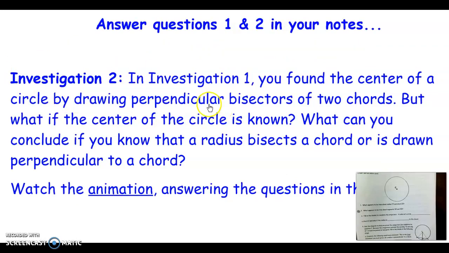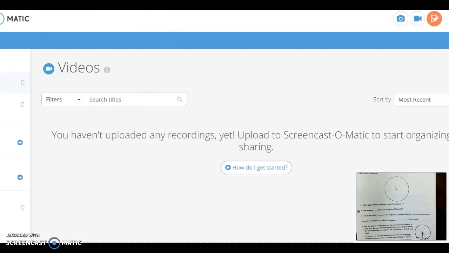All right, so let's look at questions 1 and 2 in your notes. This is our second investigation. Investigation 1, remember we found the center by drawing perpendicular bisectors of 2 chords. But in this investigation, we're going to know the center of the circle. So we're going to learn what can we conclude about a radius bisecting a chord or is drawn perpendicular to a chord. So let's look at this animation.